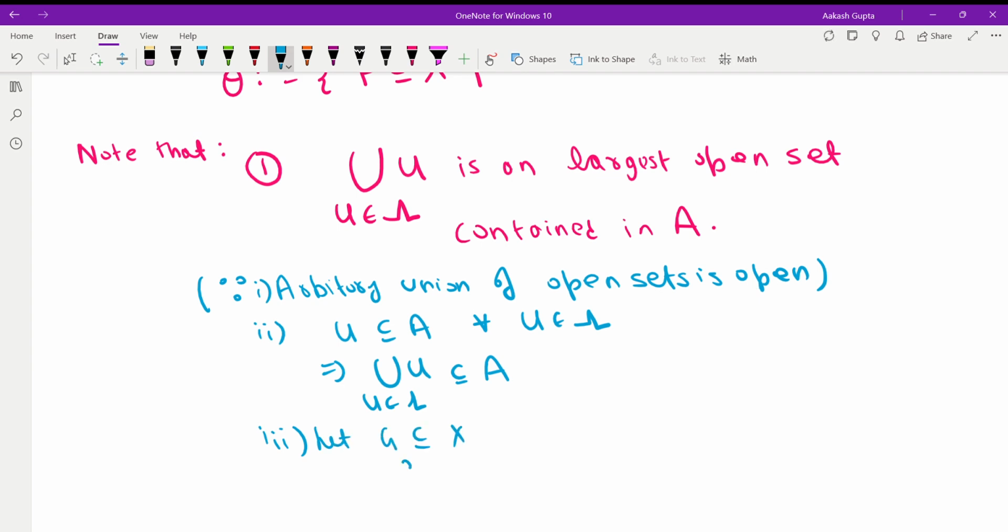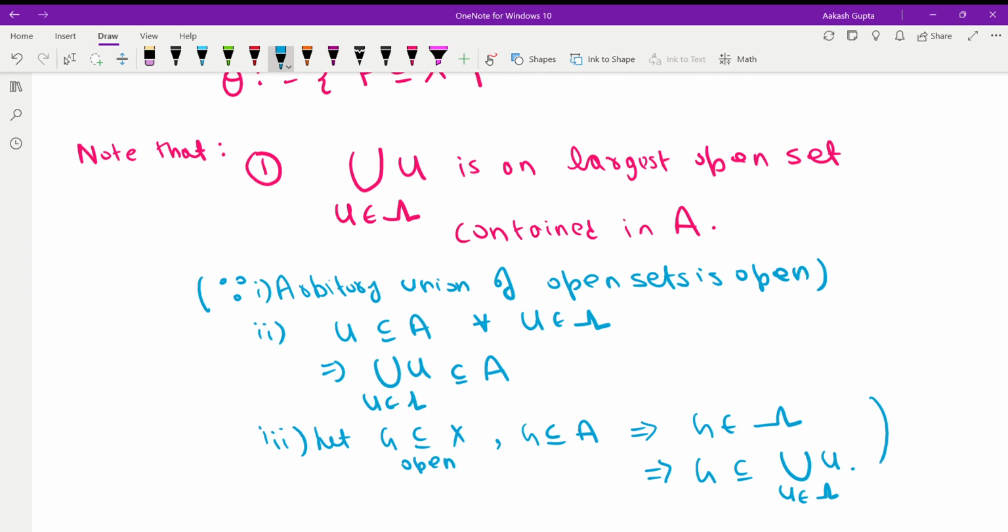Another thing, if you take any other open set, let G contained in X be open, such that G is contained in A. So what can you say here? This implies G belongs to this family capital lambda, right? So this is natural, that G is in the union of all such members of lambda, right?